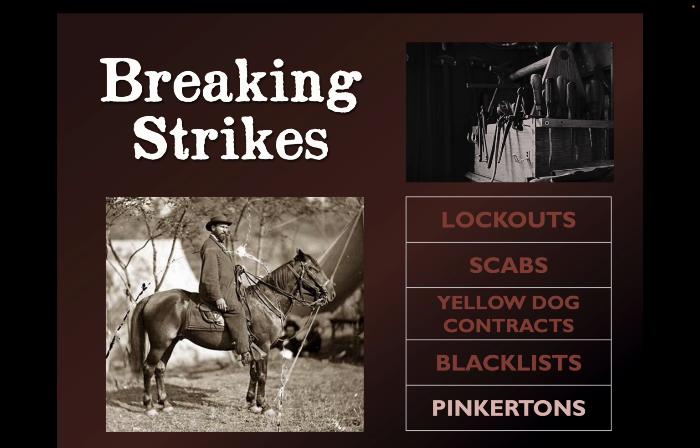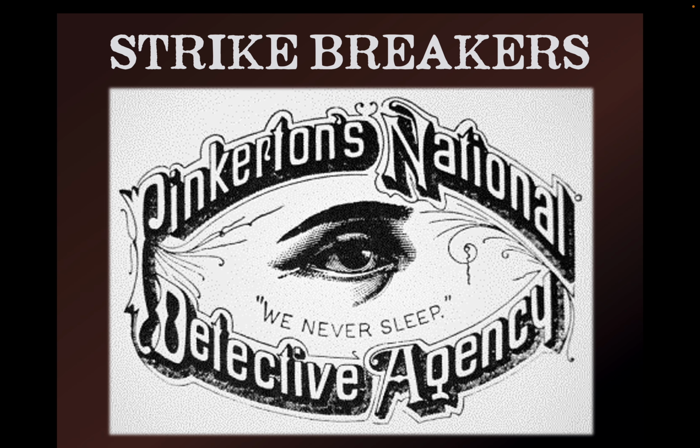And then there are Pinkertons. They were basically private contractors who worked as security. They were detectives. They would try to find the labor unions and sneak into them and try to figure out what's going on so they can report back to management. So here's the example: Pinkerton National Detective Agency. We never sleep. They got their eye out.